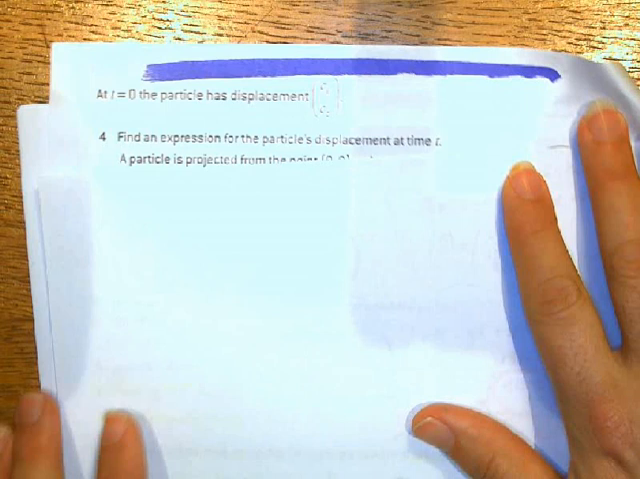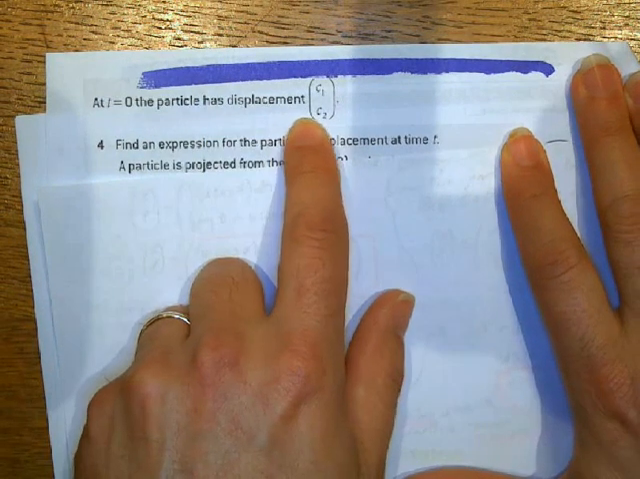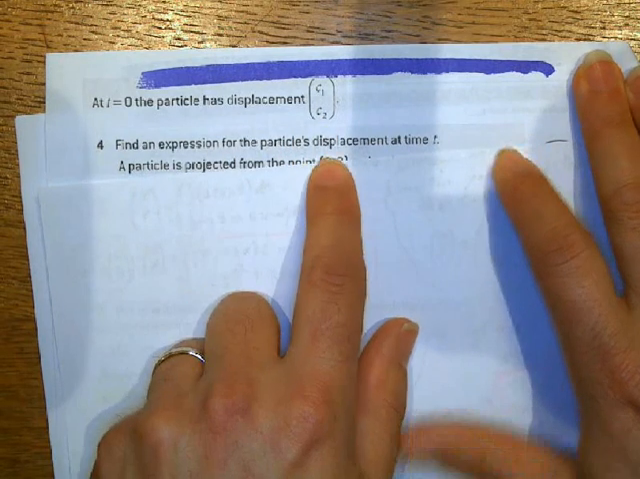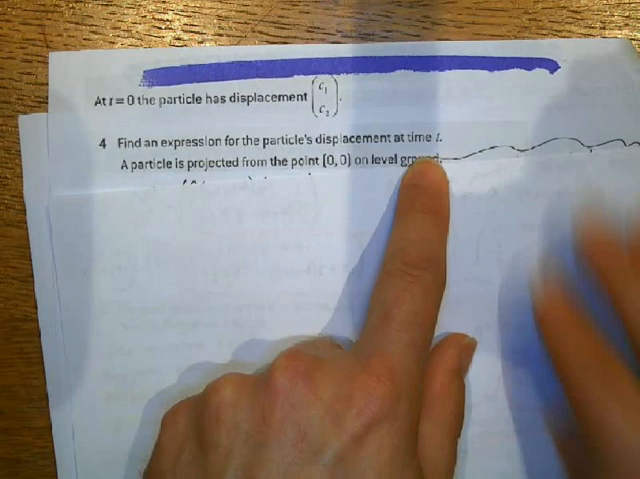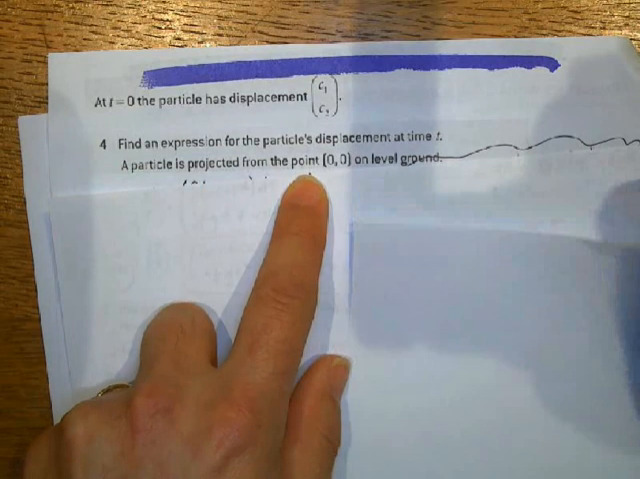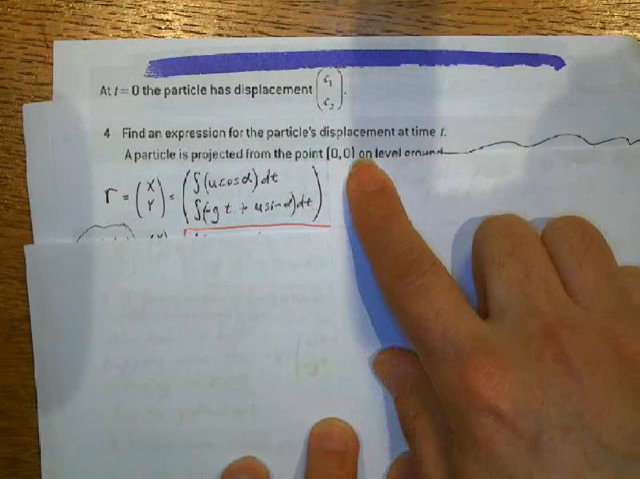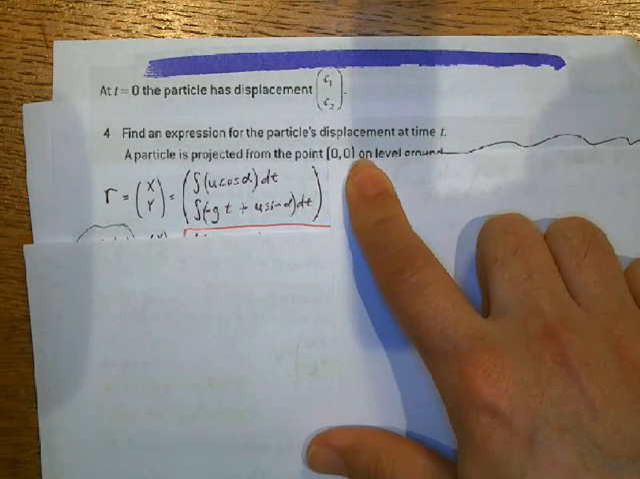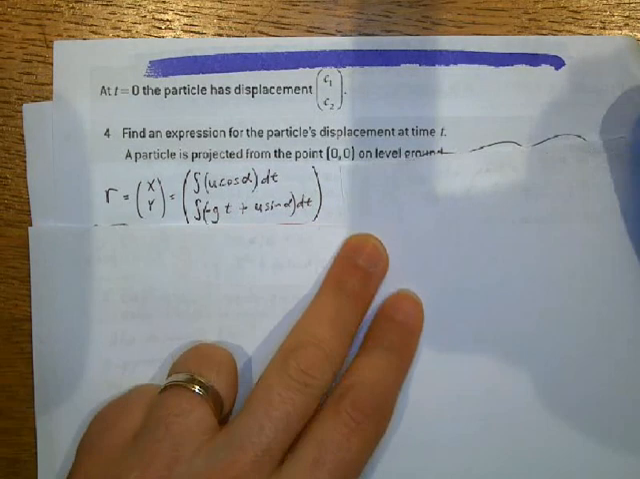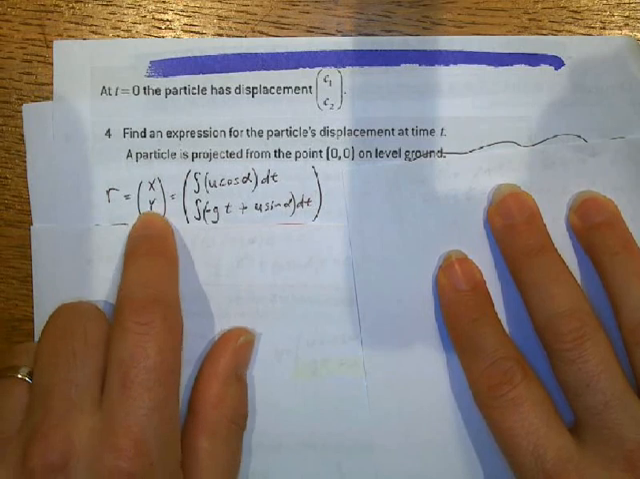Okay. At time equals 0, the particle has displacement c subscript 1 and c subscript 2. Find an expression for the particle's displacement at time t, the particle's projectile from point 0, 0 on the ground. Okay, so the first thing I'm going to do, displacement, we're going to use the letter r for displacement. I don't know why they use r, but that's what they do. They don't use the letter d. Okay, and x and y is the x location and y location.